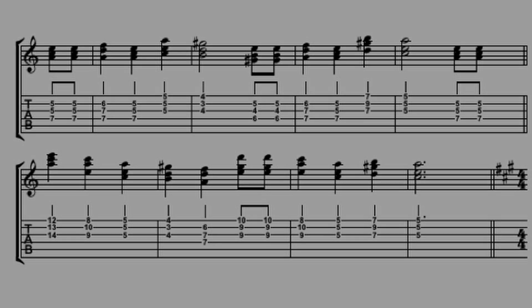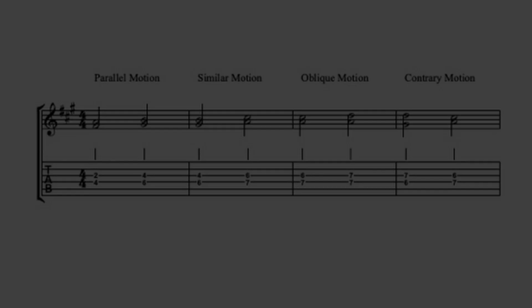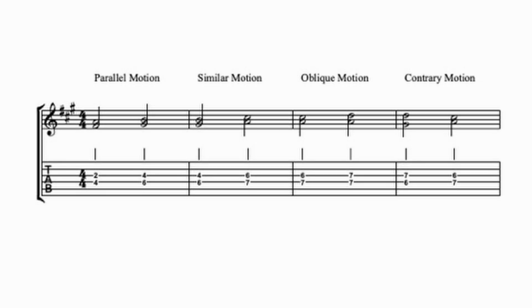In closing, let's review what we've covered. Starting with the 4 types of voice motion. Parallel, voices move in the same direction, same distance. Similar, the voices move the same direction in different distances. Oblique, one voice moves and one voice is stationary. Contrary, voices move in different directions.